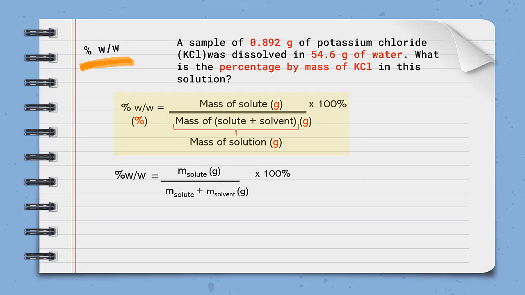You can also use this symbol if you don't want to write this out, and then substitute the value. Lastly, you're going to get percentage by mass of KCl equal to 1.6%. Don't forget the % sign here. If you just leave it as 1.6, it's going to be mole fractions.